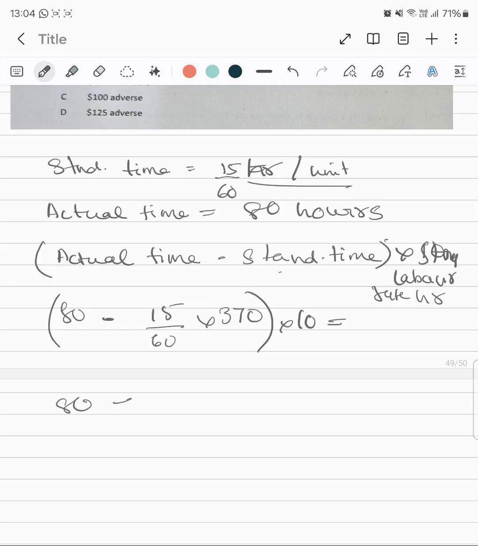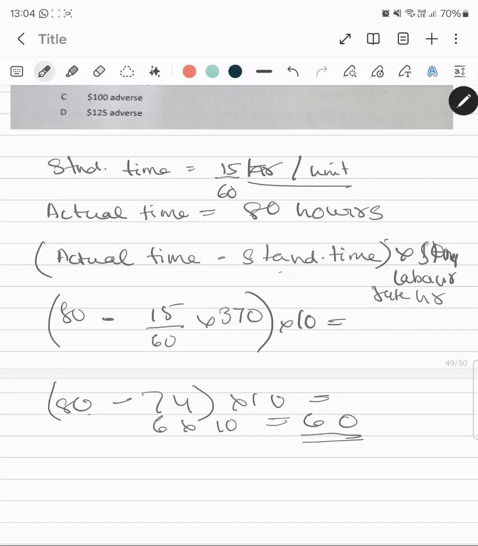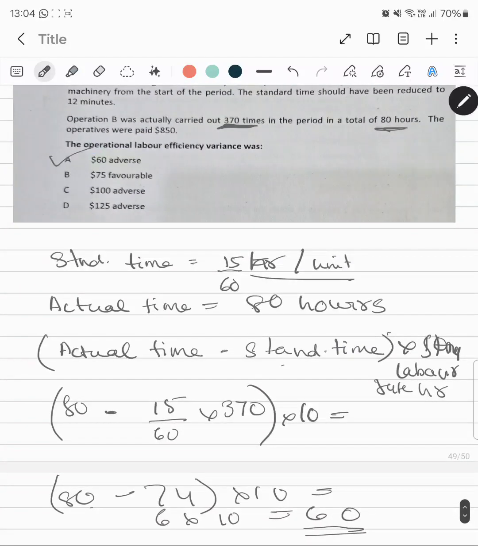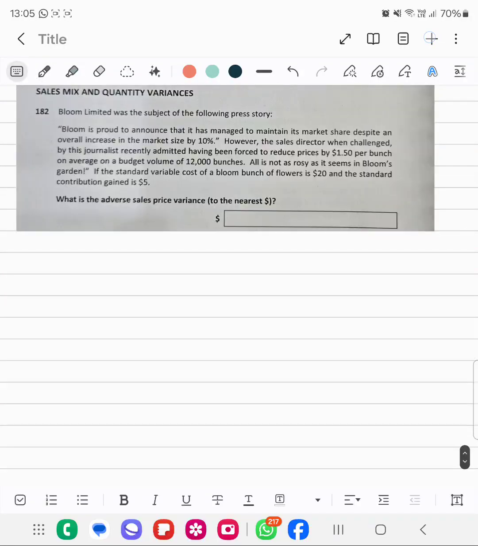So this is 74, and this is 6 into 10, and this is 60, right? And I have this A as an answer. Now this is part of sales and quantity variance.